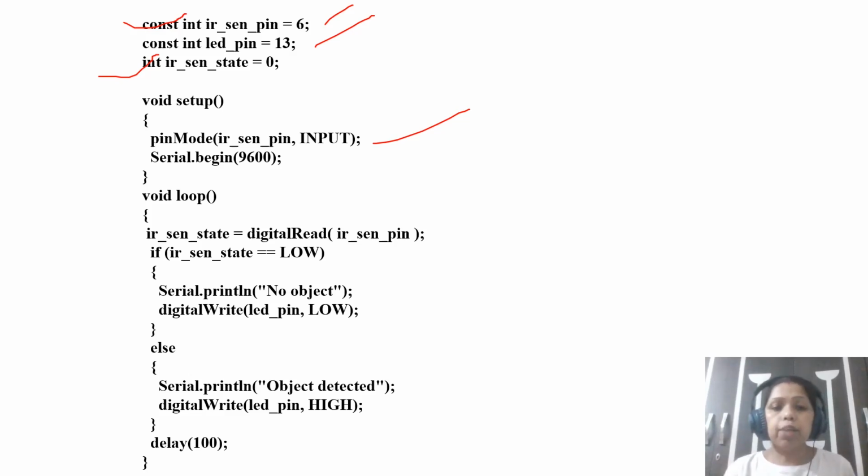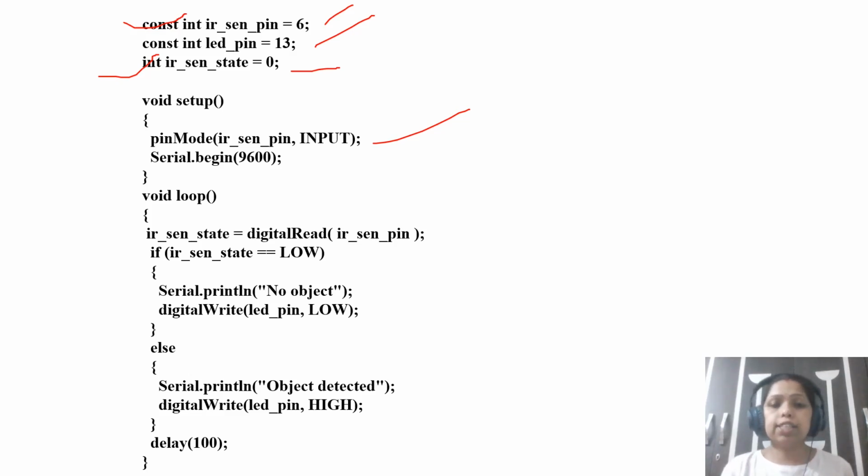Under the void loop function, you want to read the detector output, and you store that output in the variable I declared. This variable is equal to digitalRead. Whether the object is there or not, only two different values can be stored from the IR detector. So we are collecting digital data, because for the read operation the data is digital.